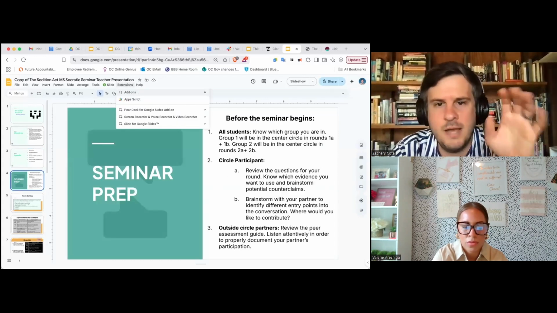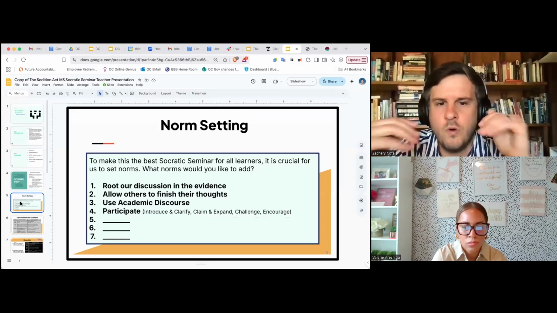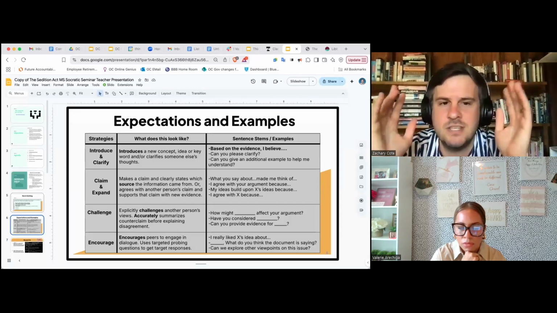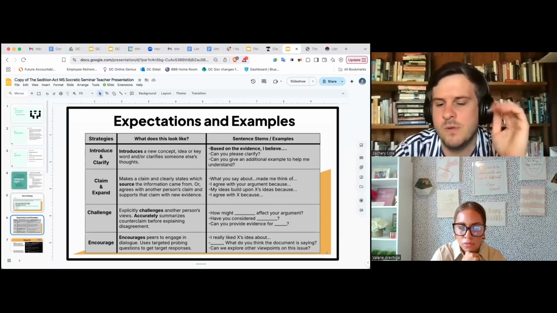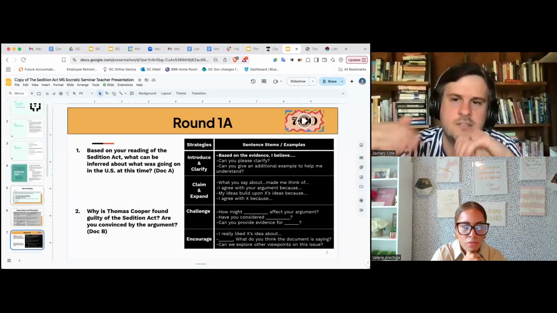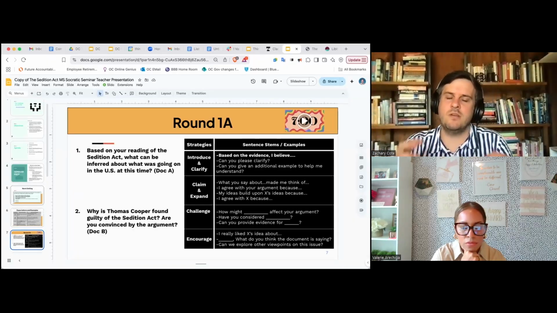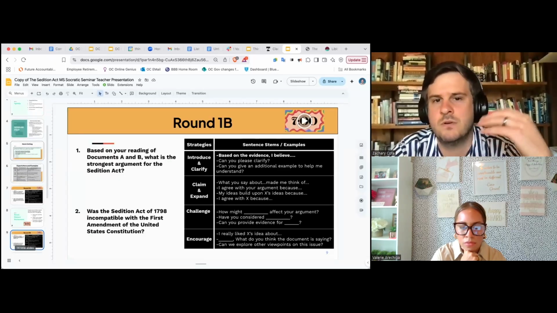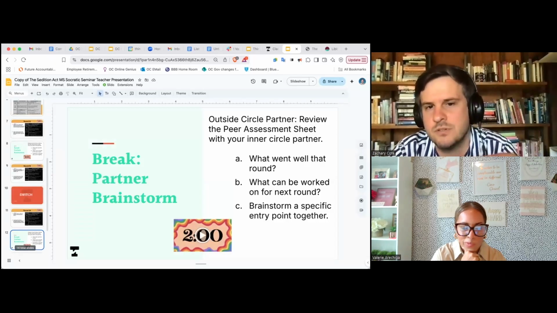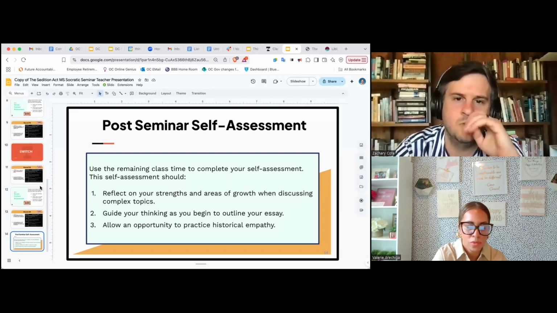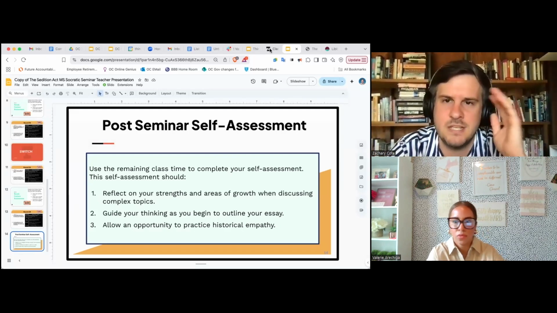But we see the prep, norm setting gives students the opportunity to set norms as well to make that a communal opportunity. And then expectations and examples, these strategies of how we engage in conversation, and then embedded timers into each round. And so this uses a fishbowl technique where you have an inner circle and an outer circle. So the inner circle will answer the questions for rounds 1A and 1B, the outer circle for 2A and 2B. And then the next document I will show is this self-assessment piece.